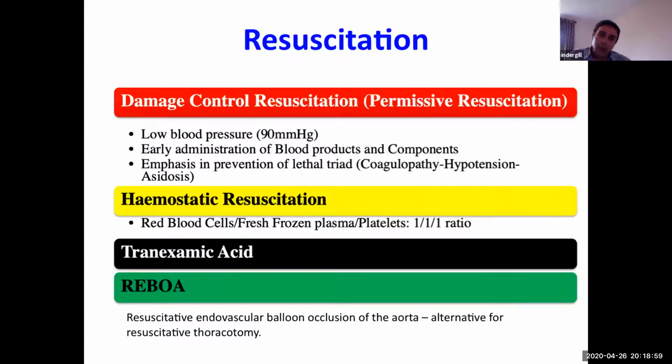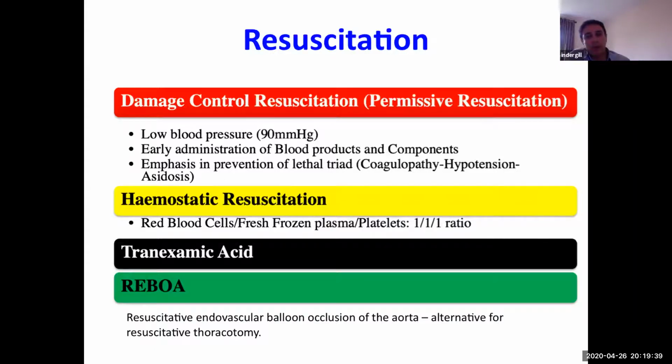As I said before, early administration of blood products and components, minimal crystalloids because they don't help. And as we said, to avoid the lethal triad of coagulopathy, hypothermia, and acidosis, give red blood cells, fresh frozen plasma, and platelets. And as you all know, it's a 1:1:1 ratio nowadays. It used to be 3:1 and 6:1, but now they say the products are as essential as the blood because that's what achieves your hemostasis. Tranexamic acid, routinely used during the initial phase as well as definitive surgery.